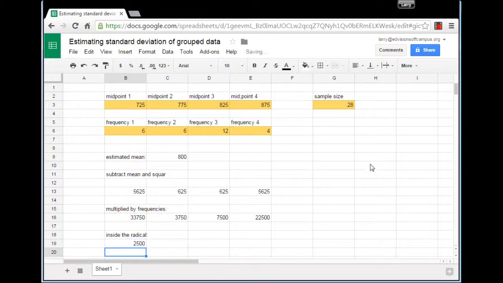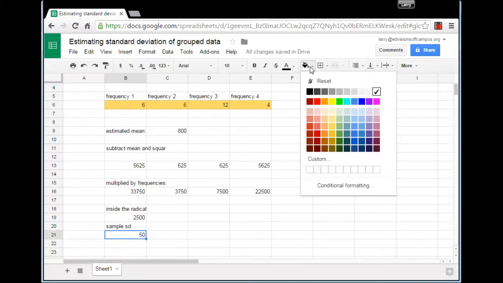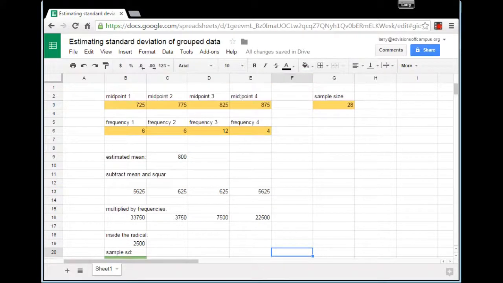All right, so we've got 2,500 there. And then we're going to take the square root. So our sample standard deviation is the square root of this. And boom, we've got 50 as our answer. I think I'm going to highlight that in a color so we know that's the right answer. All right, so those are all our calculations, and we've got our answer is 50 for the estimated standard deviation. And we can use this format again, come back and just fill in the yellow spots.